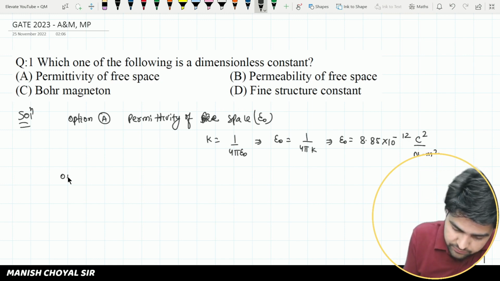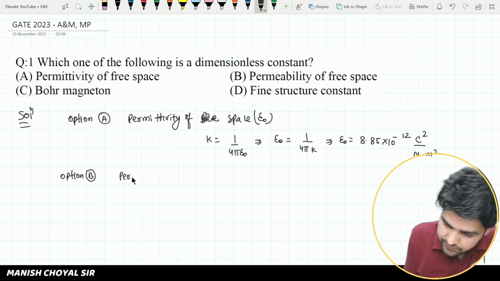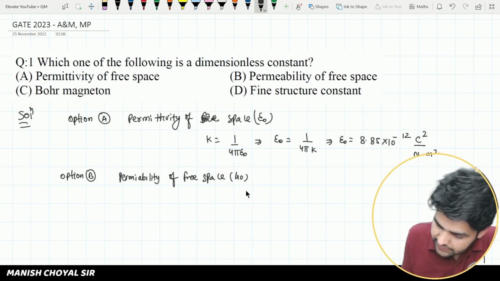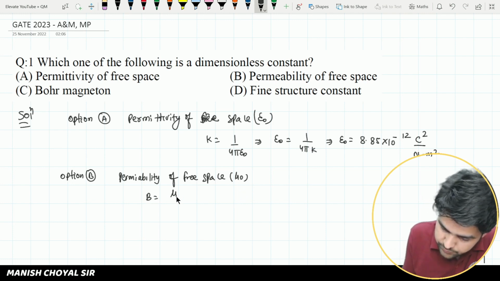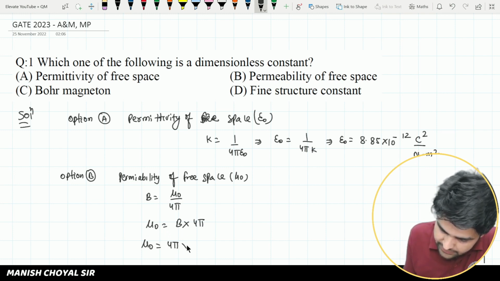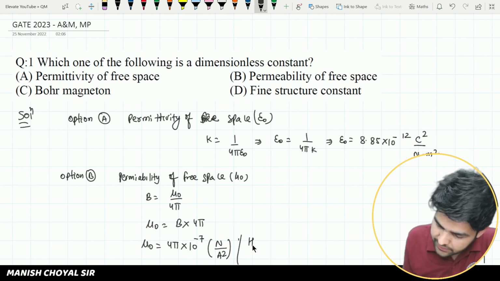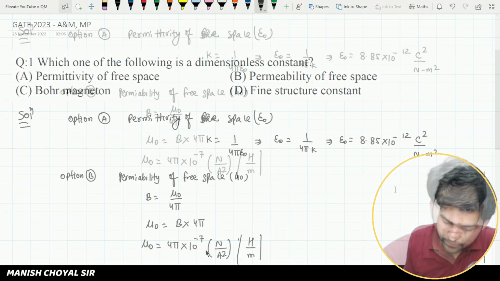So option B को try करते हैं. Option B is permeability, which is mu naught, and as we know B equals mu naught divided by 4 pi, and mu naught equals B into 4 pi, and the value of mu naught equals 4 pi into 10 to the power minus 7 Newton per ampere square, in other words Henry per meter.